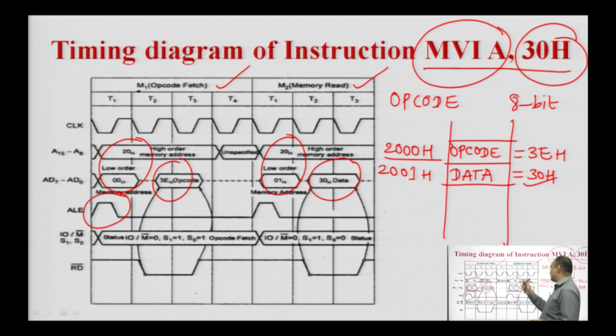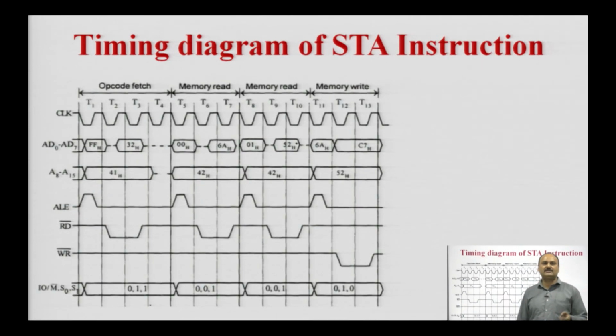The next machine cycle is the memory read machine cycle, also called machine cycle 2. This machine cycle will generate the read control signal to again enable the memory device, and it will read the data from the memory location 2000H. So, this is the timing diagram for the MVI A, 30H instruction.